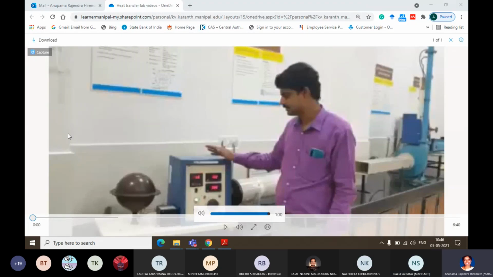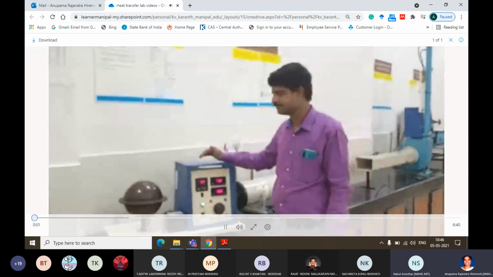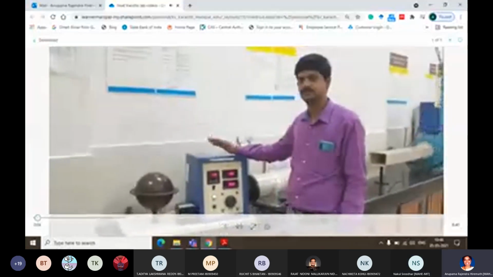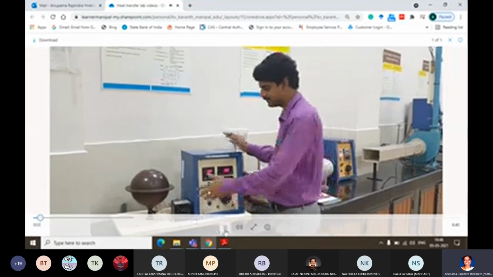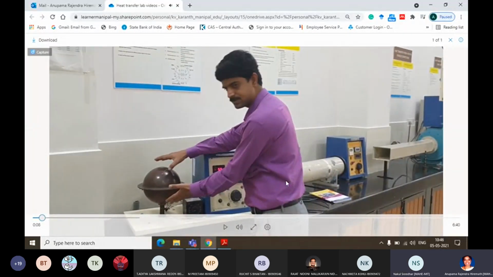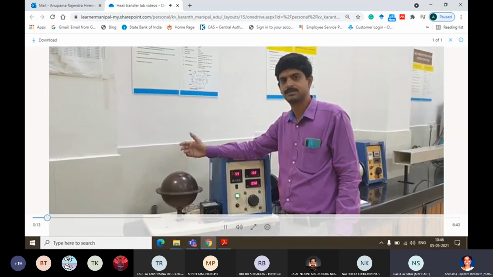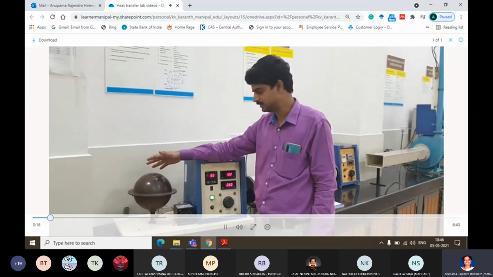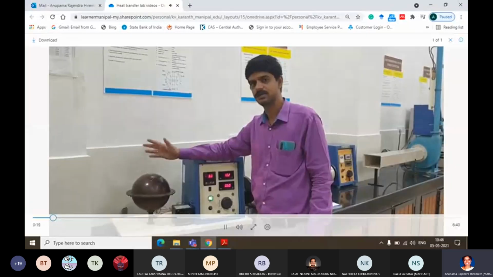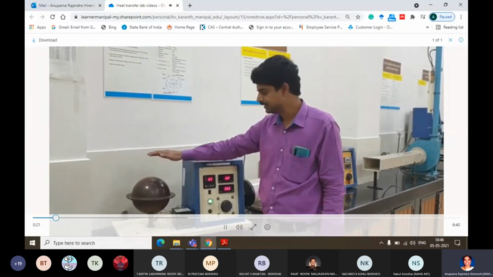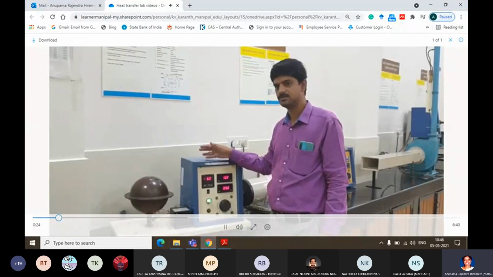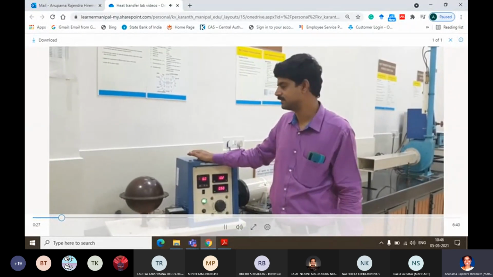Can everybody see my screen? Yes, ma'am. This experimental setup is to determine the thermal conductivity of insulating powders. What you see here is a spherical disc. Please confirm whether it's audible properly. Inside this are powders of asbestos, which is regarded as an insulating material. We use insulation materials to avoid heat losses to the surroundings from a given body. In this experiment, we are trying to see how good asbestos is as an insulating material.